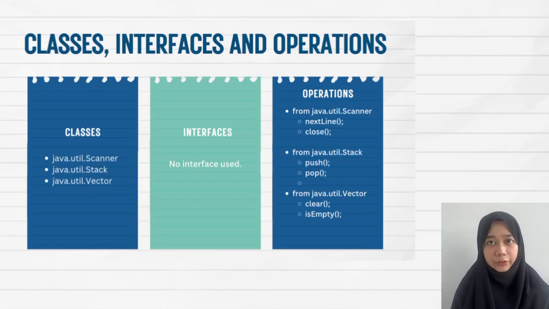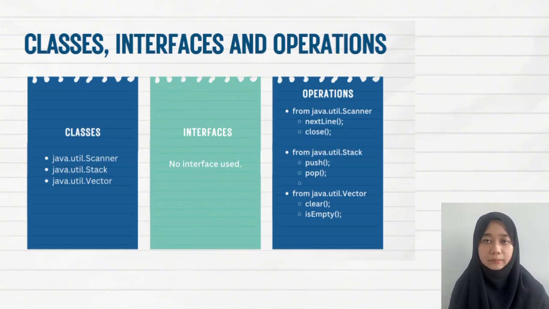Next, from the java.util.Stack class, the first operation used is the push operation. This operation pushes an item on top of the stack. And then the pop operation. This operation removes the object at the top of the stack and returns that object as the value of this function.